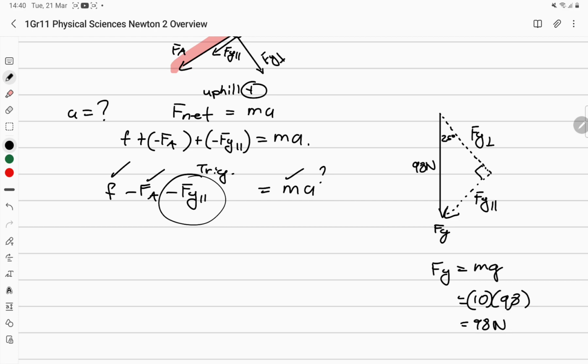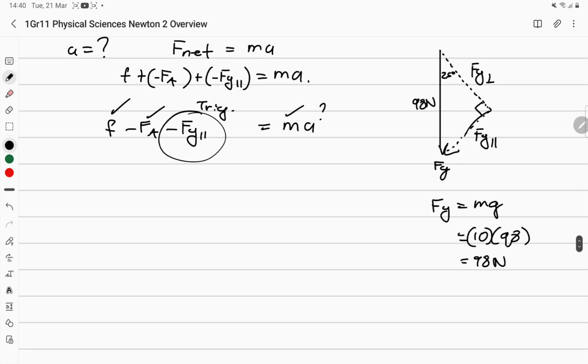Now we know this is 25 degrees, so looking at that angle, we want to find that opposite FG parallel for this specific equation. So is it going to be sine or cos? Remember, sine is opposite over hypotenuse and cos is adjacent over hypotenuse. So if we're going to go sine, we're going to go opposite over hypotenuse, which is what we want. If we go cos, we're going to get the adjacent over hypotenuse. We don't want that for FG parallel, so we can go sine in this case.